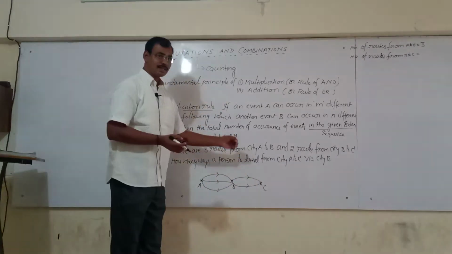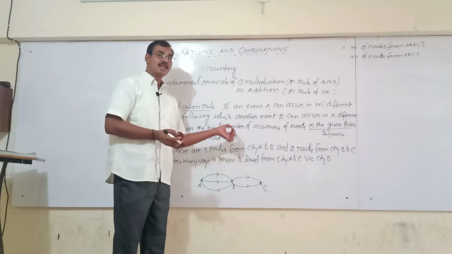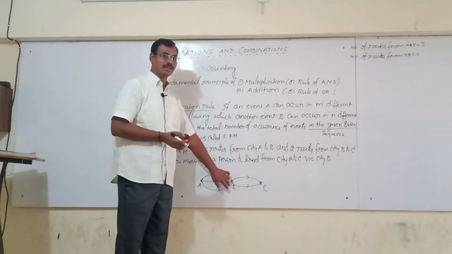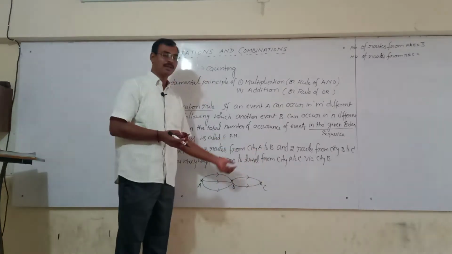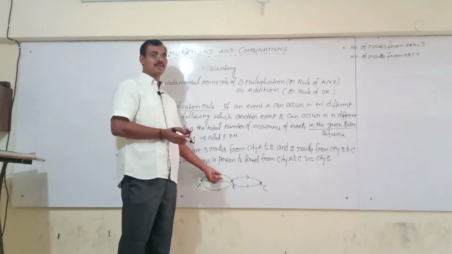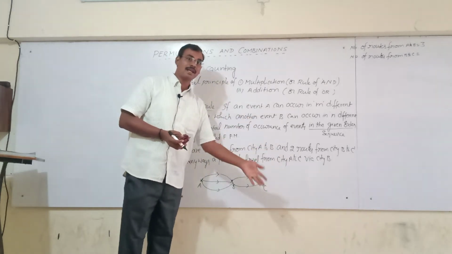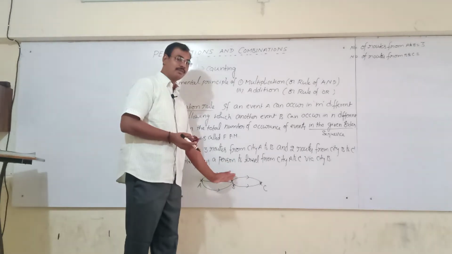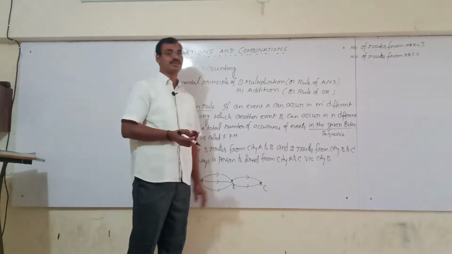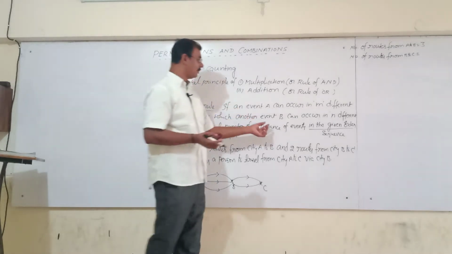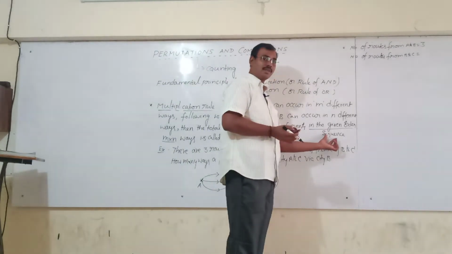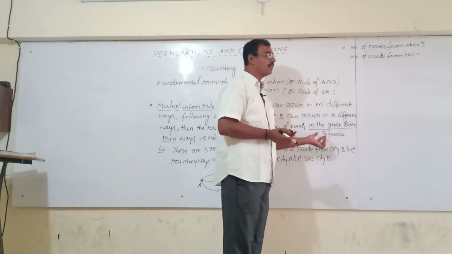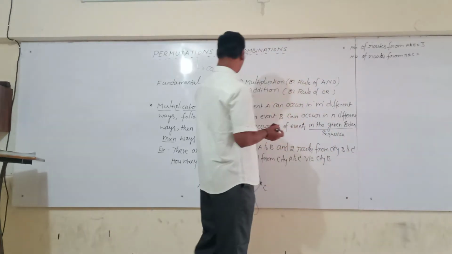That means he does not stop here. So which conjunction do we use? The conjunction "and then", further. Why? Because he did not stop here. So "and then" means further as well as following. First he travels from A to B, then travels from B to C. That means a sequence is there, a given order is there. So that is called the multiplication rule.